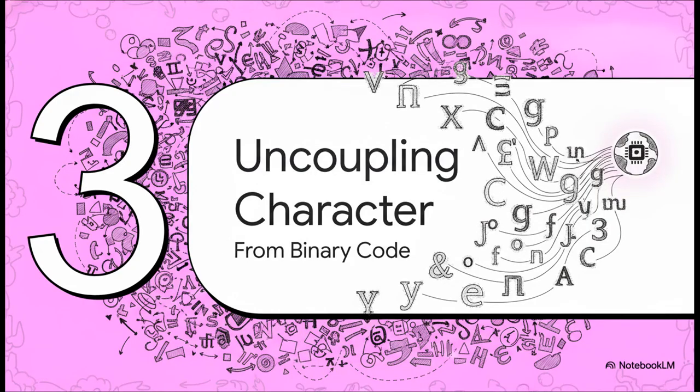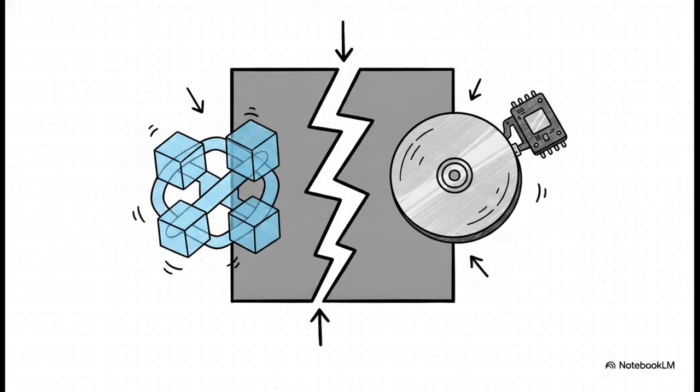Part 3. Uncoupling character from code. To fix this global fragmentation and save the internet, the computer science world needed a complete philosophical shift. The crucial turning point was when Unicode finally broke that old telegraph assumption that a character must equal a fixed, rigid set of bits. Instead, they cleverly split the concept in 2.